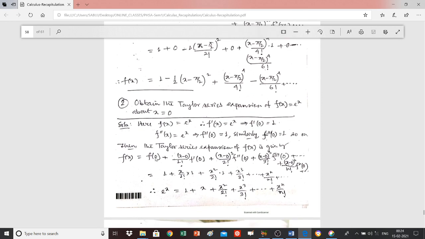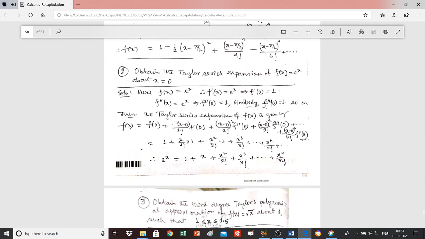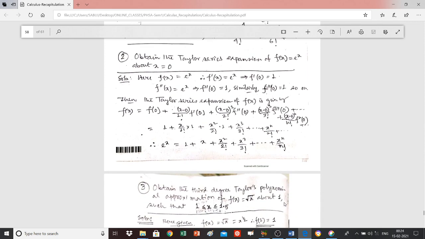So for the first term, f(0) is equal to 1, then this term x by 1 factorial into f prime(0) is 1, then plus x squared by 2 factorial into 1, plus x cubed by 3 factorial into 1, in this way, plus x to the n by n factorial, plus etc. So e to the power x can be written as 1 plus x plus x squared by 2 factorial plus x cubed by 3 factorial, denoted in this way as x to the n by n factorial. So this is the expansion of e to the power x in Taylor series.